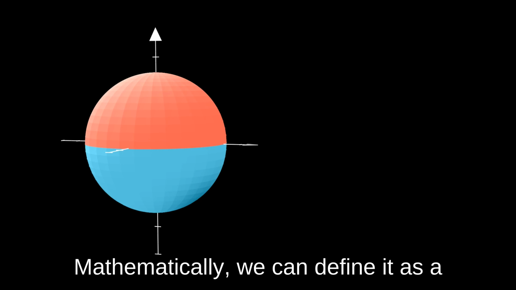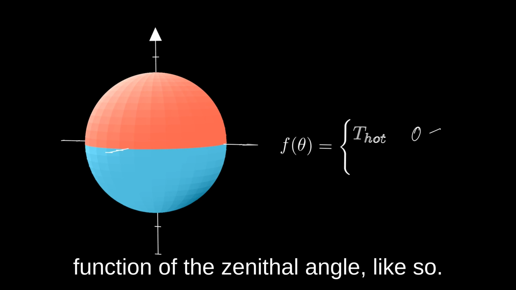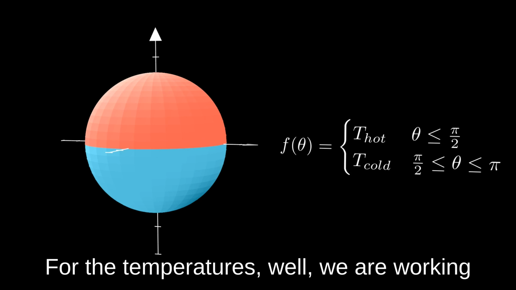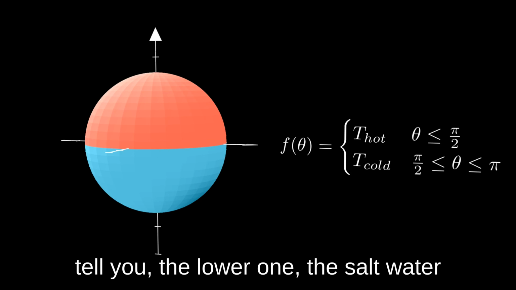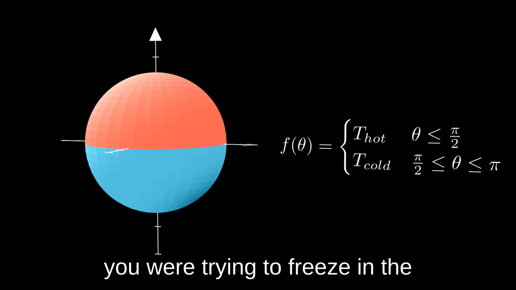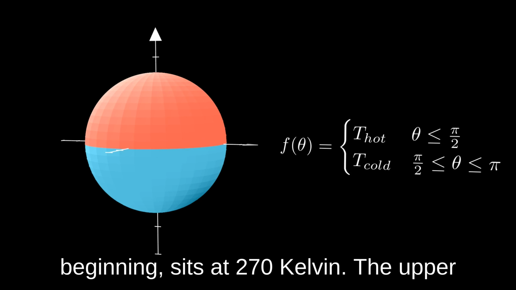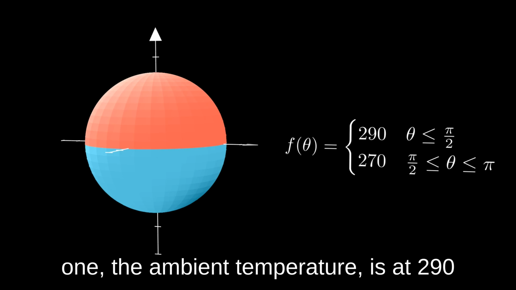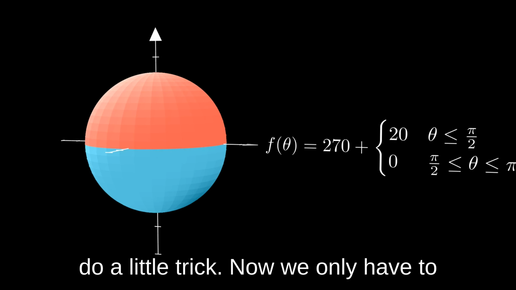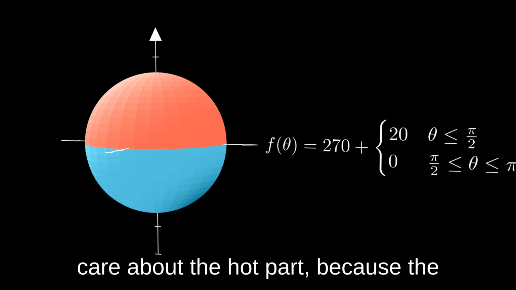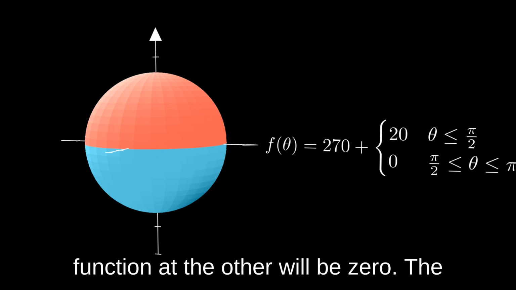Mathematically, we can define it as a function of the zenithal angle, like so. For the temperatures, well, we are working with a specific example. Remember? So I'll tell you. The lower one, the salt water you were trying to freeze in the beginning, sits at 270 Kelvin. The upper one, the ambient temperature, is at 290 Kelvin. Actually, to make it easier, let's do a little trick. Now, we only have to care about the hot part, because the function at the other will be 0.